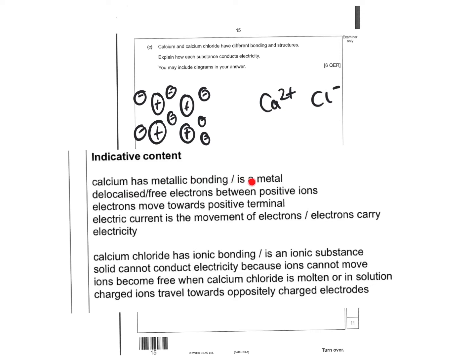So, calcium has metallic bonding as a metal. Delocalised free electrons move between the positive ions. Electrons move towards the positive terminal. Electrical current is allowed to flow between the electrons.